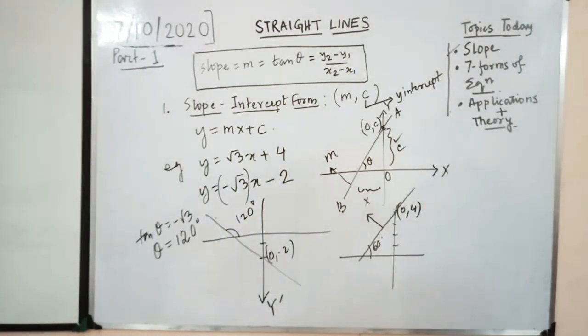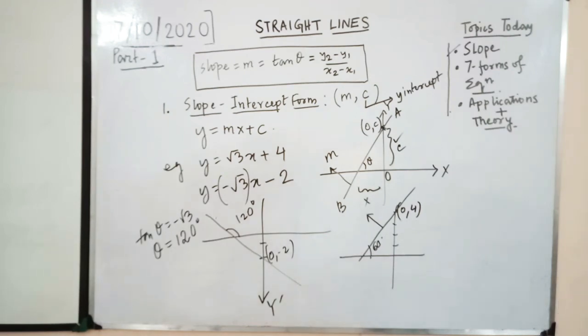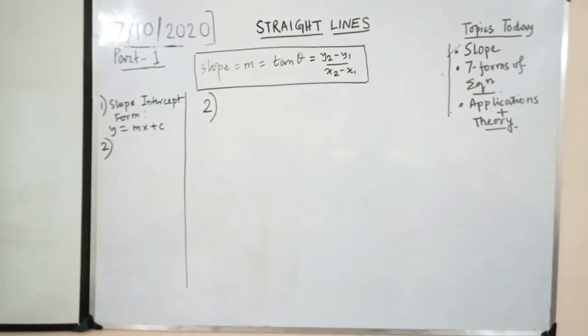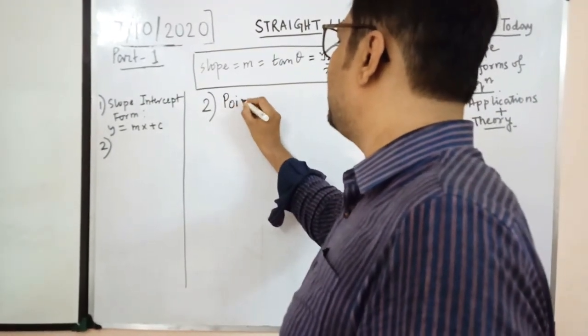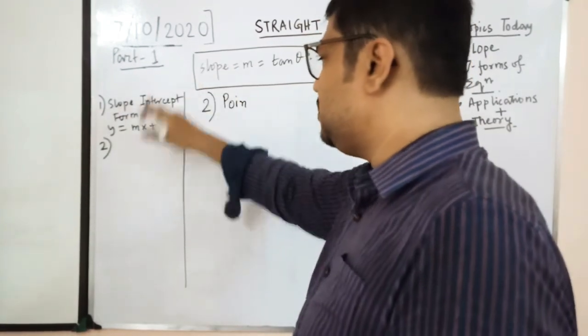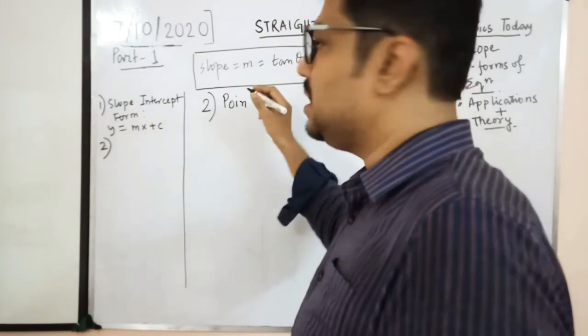So there could be many examples like this. So this is basically the slope intercept form. So we now go to the next form. Number 2, we write the point slope form. I am jotting down the topics which we are doing over here. So number 1, slope intercept form, I wrote the equation.